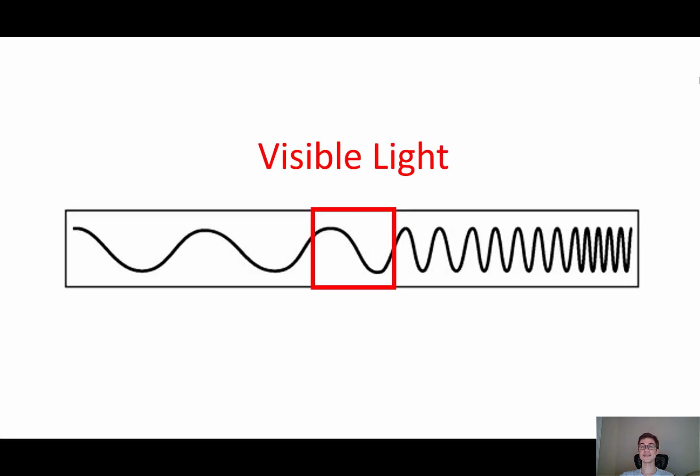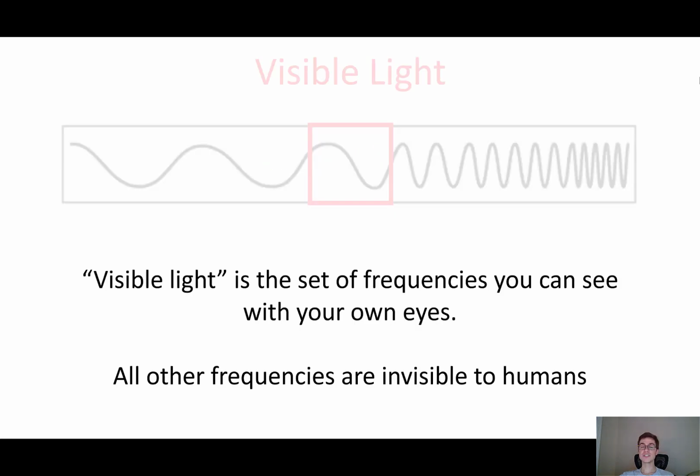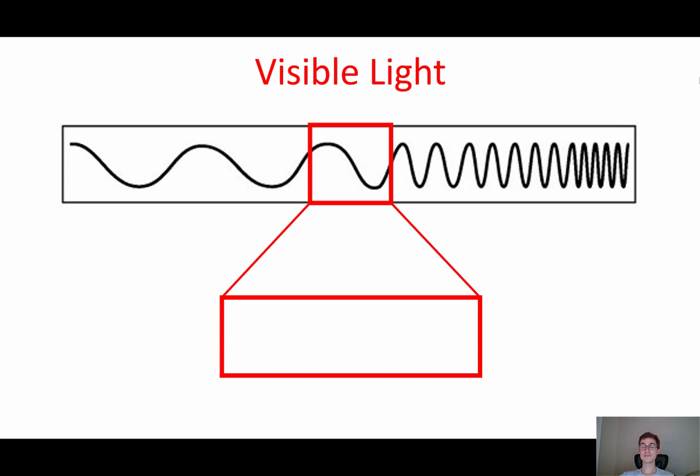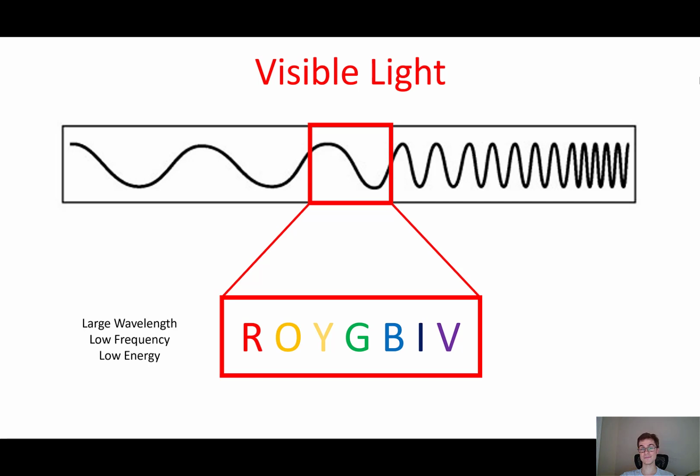Now let's talk about visible light. Visible light is a set of frequencies that you can see with your own eyes, all the colors you can see. Every other frequency is invisible to humans. It's all the colors that a human being can see, and therefore all the colors of the rainbow belong in this part of the electromagnetic spectrum, of this box. Visible light, this box that I drew, actually contains red, orange, yellow, green, blue, indigo, and violet inside of it. They're all different sub-parts of this box, so it's cut up into sections.